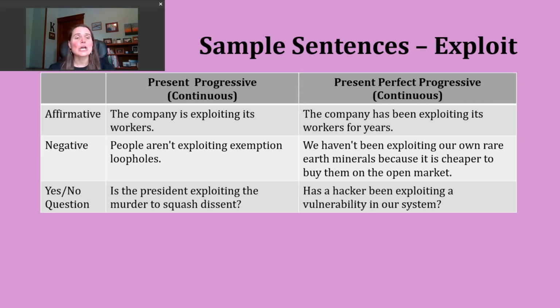Finally, let's take a look at making a yes or no question in the present progressive. To do this, we're going to start with our form of be. Whatever form matches the subject, that subject comes next. Then we use the ing form of the verb. Here's another example. Is the president exploiting the murder to squash dissent?